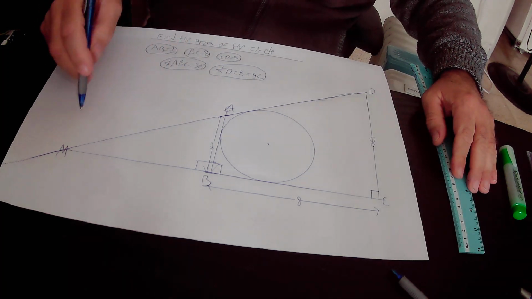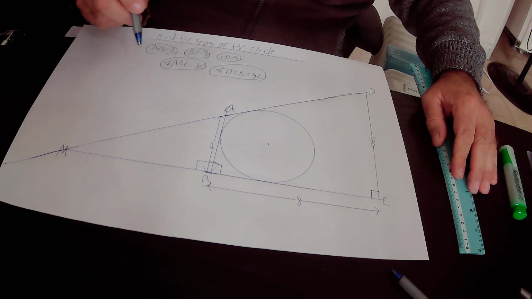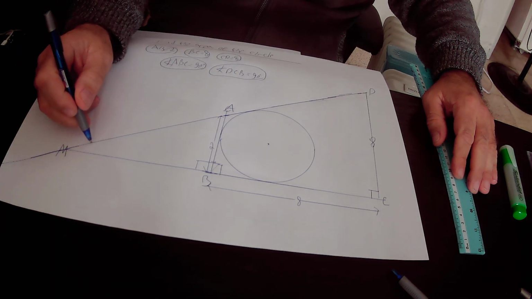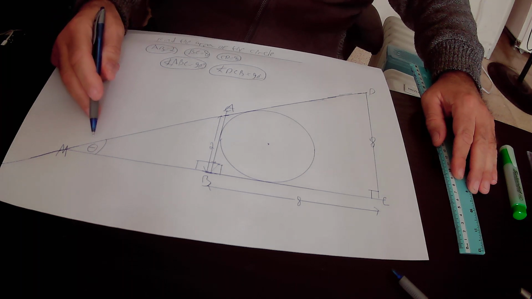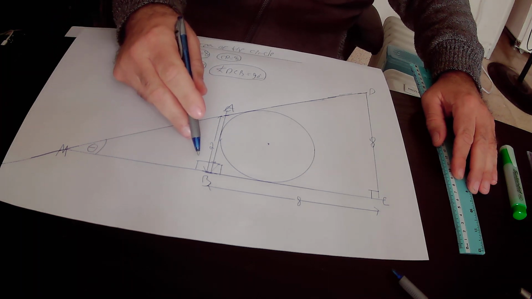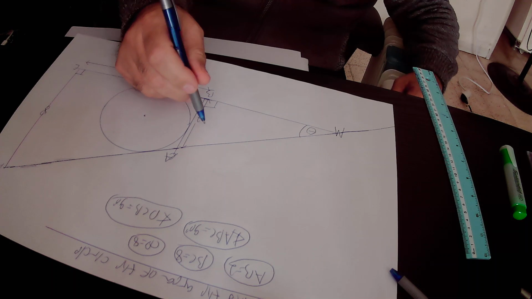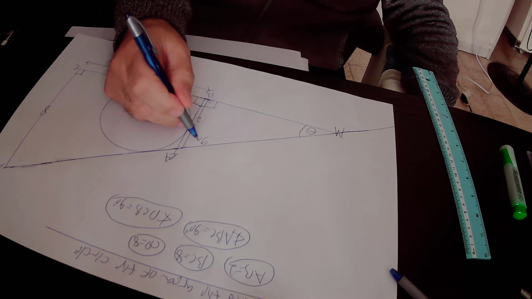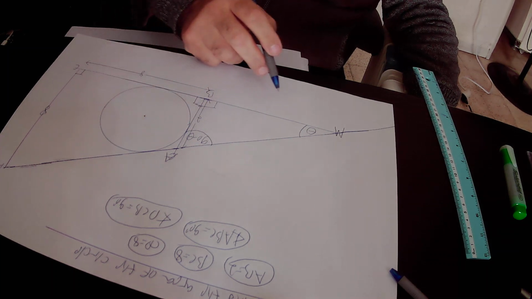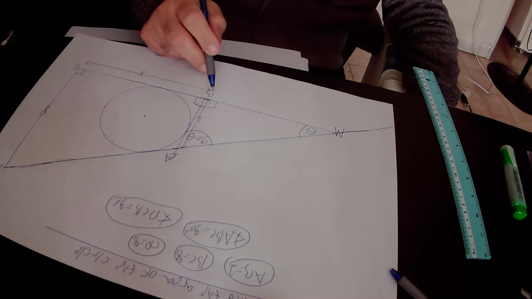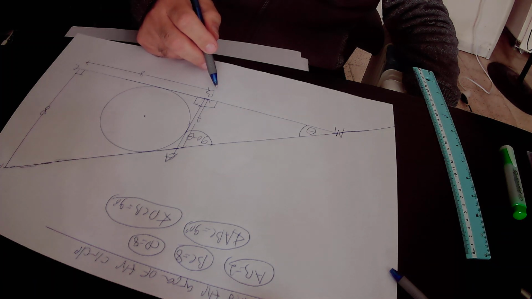So in triangle AMB, with the right angle ABM, we define angle AMB as theta. This angle equals 90 degrees. The missing angle here must be equal to 90 degrees minus theta. Why? Because 90 degrees minus theta plus theta is 90 degrees, and 90 degrees plus 90 degrees is equal to 180 degrees. That is the sum of the angles in any triangle.